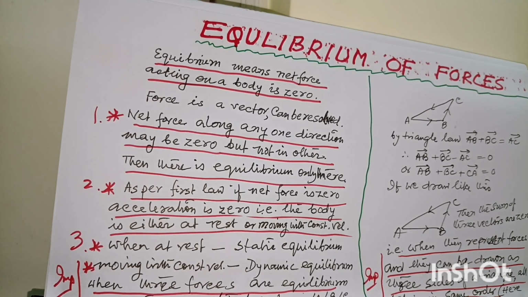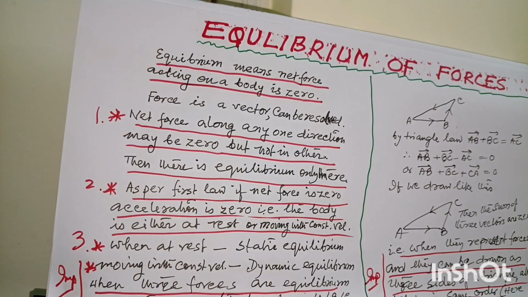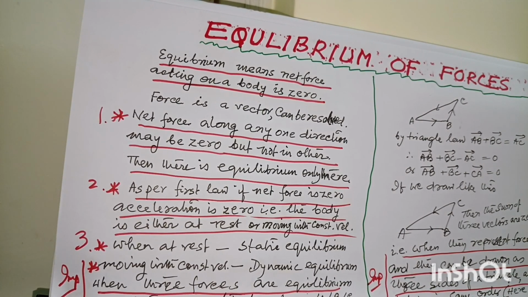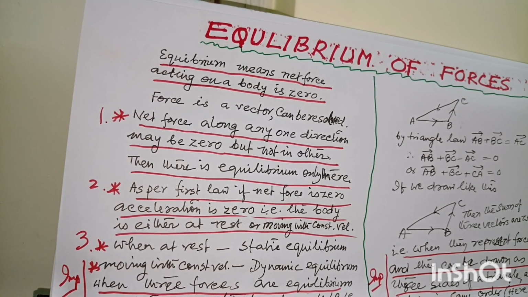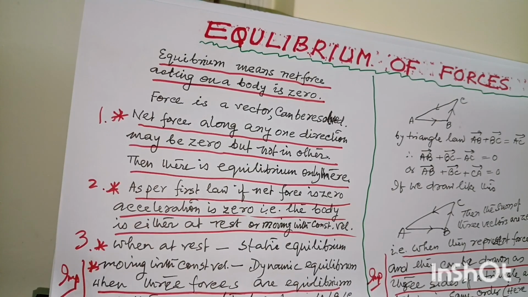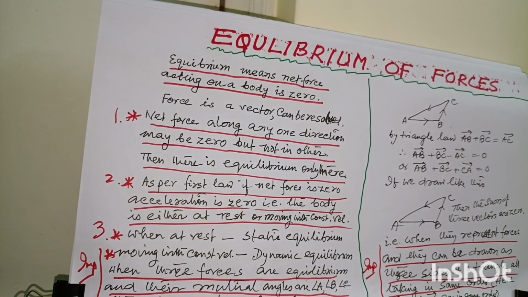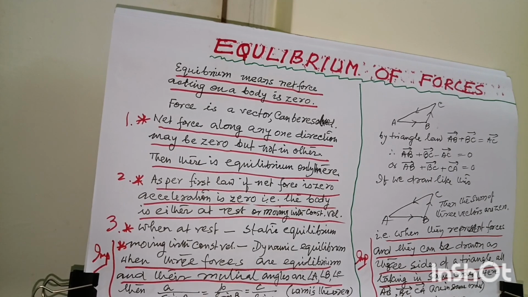So, to recapitulate, it is the situation when net force is zero, and it may be in a particular direction also. In the particular direction in which net force is zero, we call it equilibrium in this direction. In other directions, it may or may not be zero. And there are two equilibriums, static equilibrium and dynamic equilibrium.